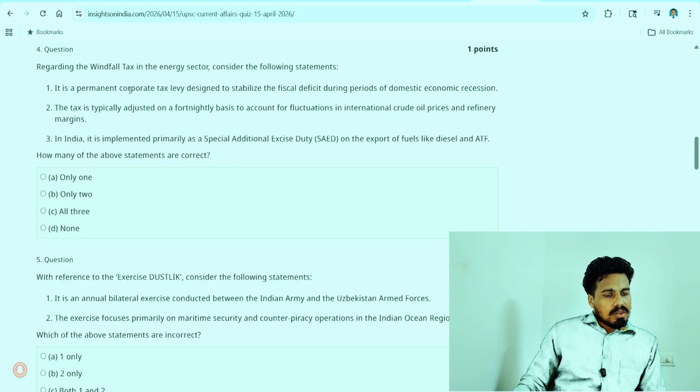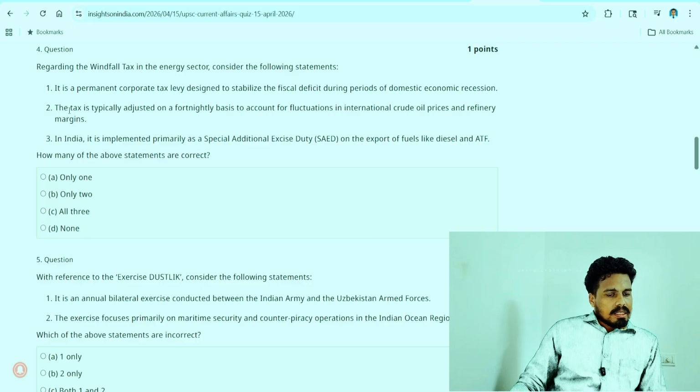The first statement says it is a permanent corporate tax levy designed to stabilize the fiscal deficit during periods of domestic economic recession. It is not that. Windfall tax is different. Windfall tax is situational, it is not permanent.